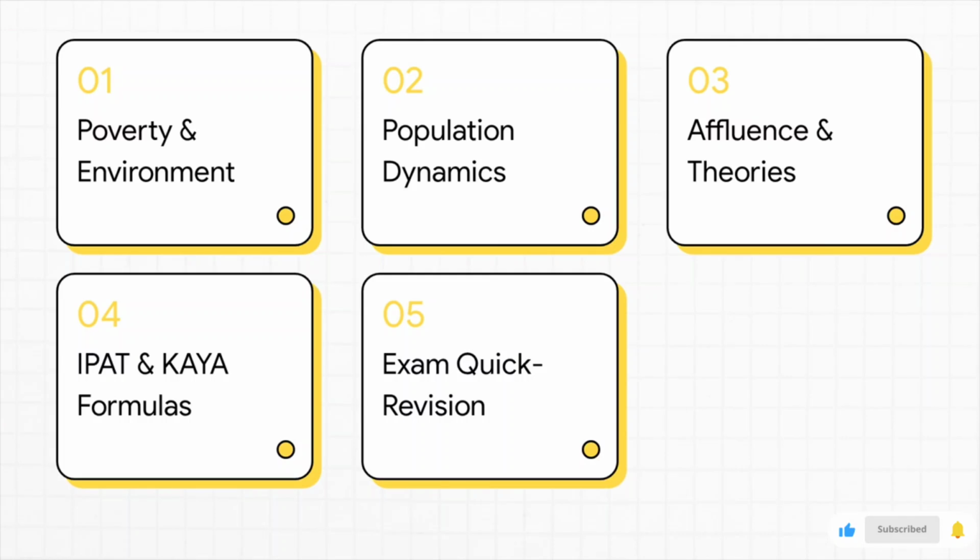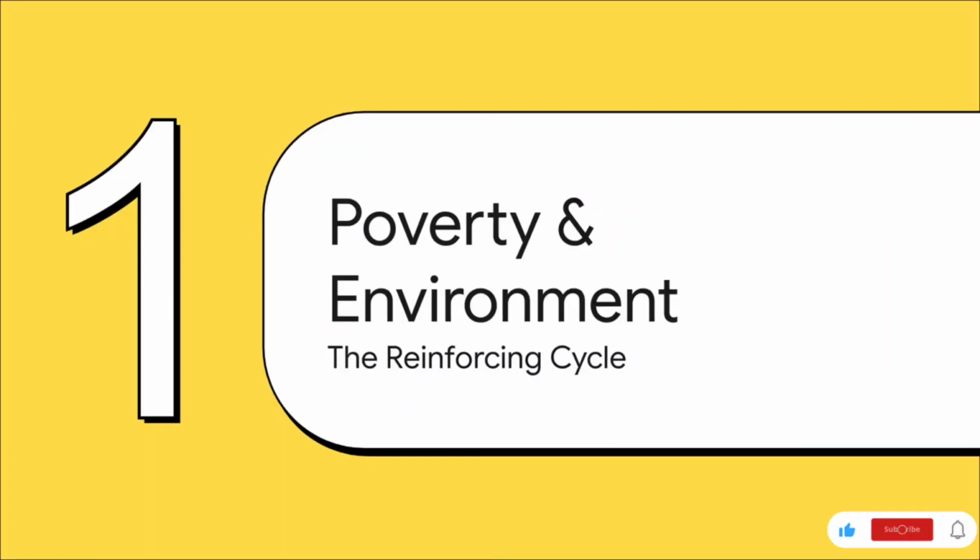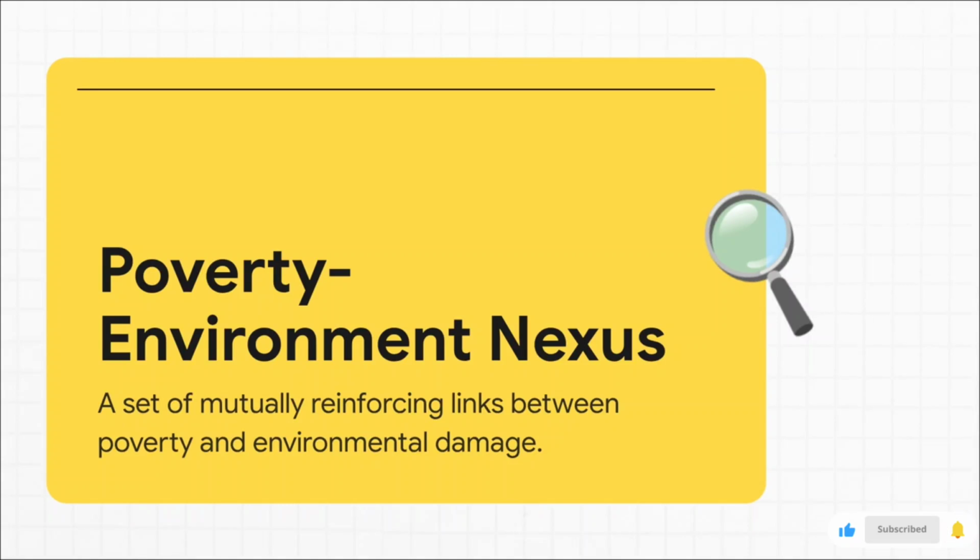Let's get to it. First up, let's tackle one of the most fundamental ideas in this whole unit. It's this deep and honestly often vicious cycle that ties poverty directly to the health of our environment. Okay, write this down, highlight it, tattoo it on your brain: the poverty-environment nexus. This is a key word you absolutely have to use in your exam.